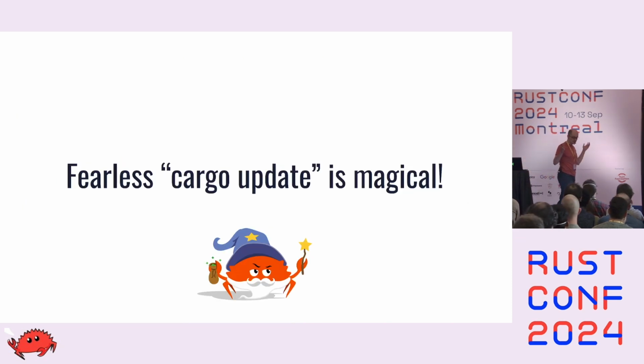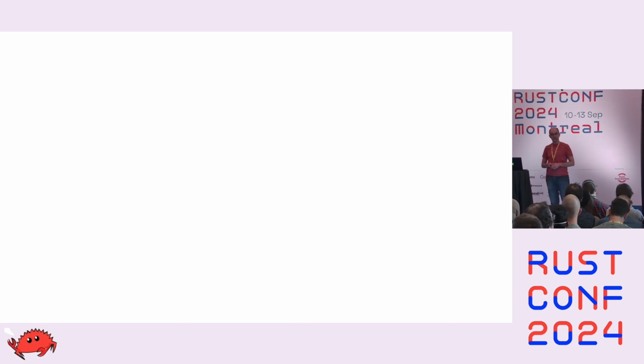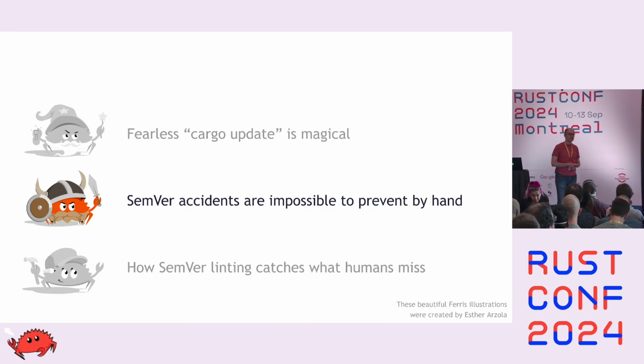So on one hand, Fearless Cargo Update is this lovely experience, but we can't build skyscrapers on shaky foundations. So we need to do much better at semantic versioning if Fearless Cargo Update is going to be a thing in our lives. So why do we keep breaking it despite our best efforts? Nobody wins, and yet this thing keeps happening, so something's up.